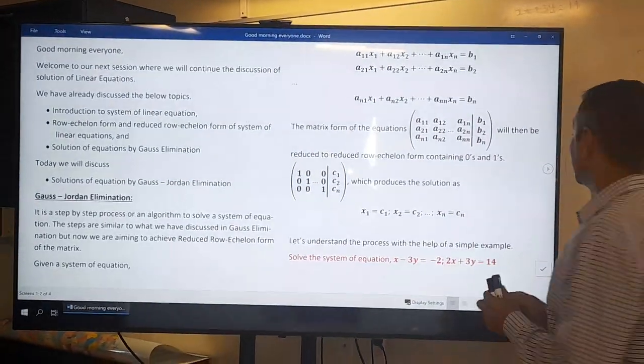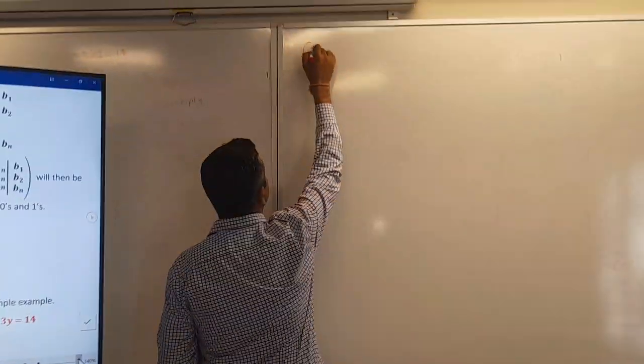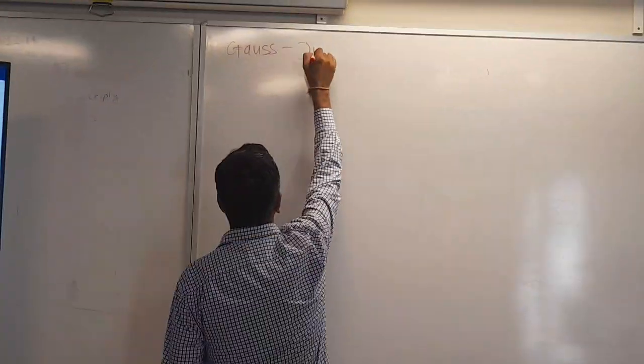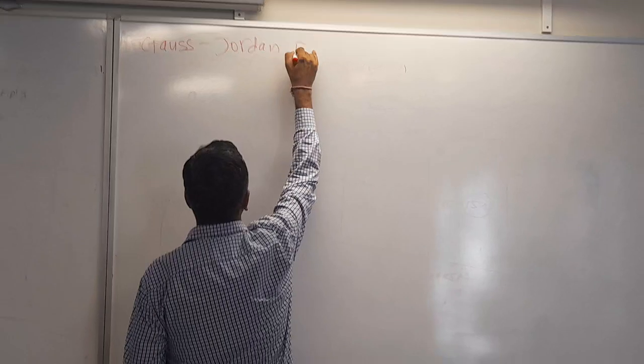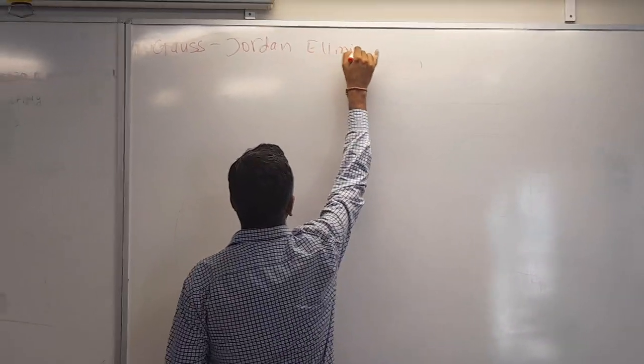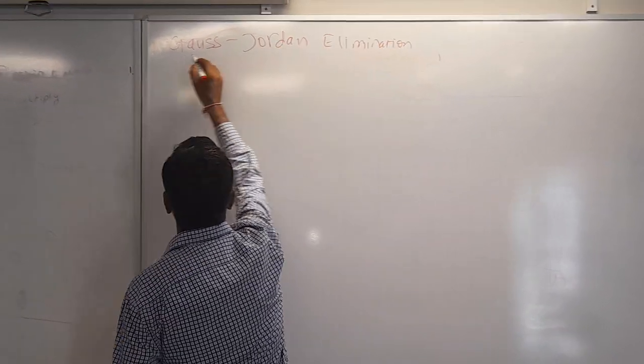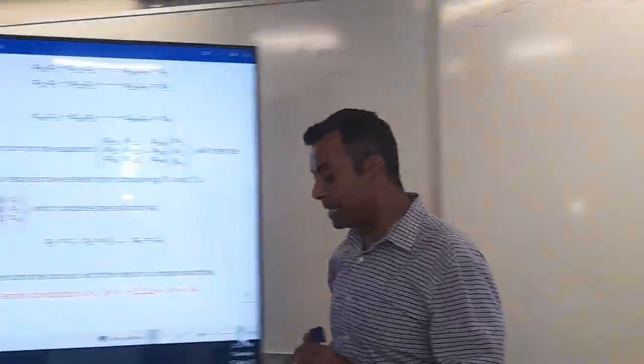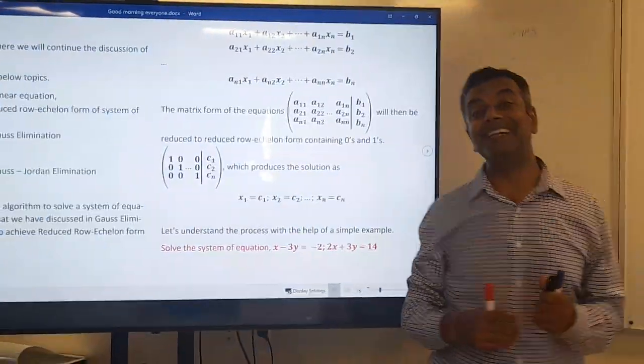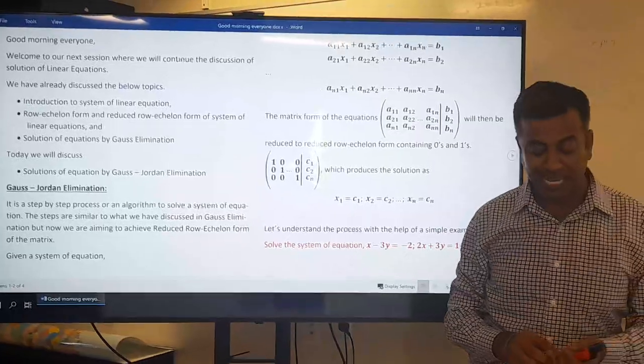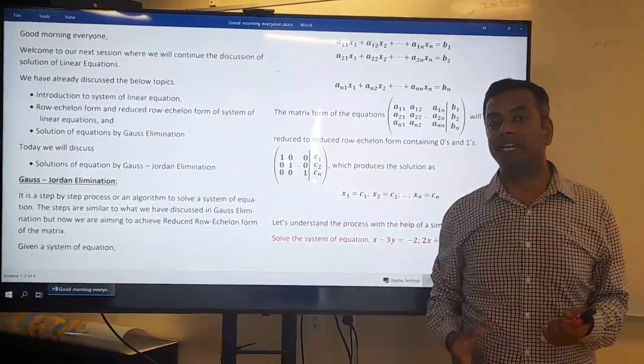Today we will discuss our next point, which is Gauss-Jordan elimination, which is an advanced method of Gauss elimination. It is an algorithm, a step-by-step process, where we solve a system of linear equations.